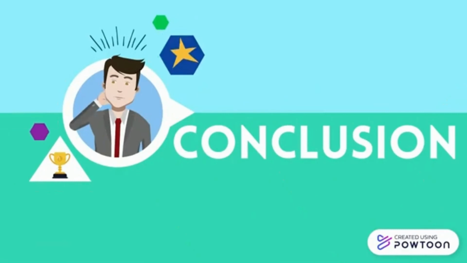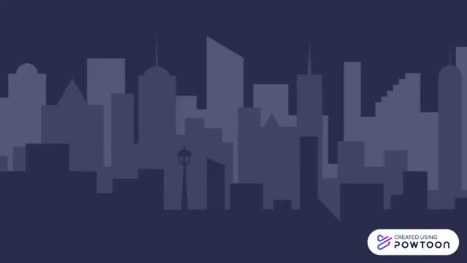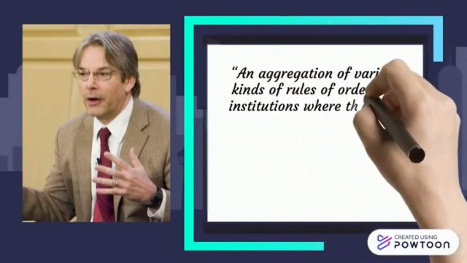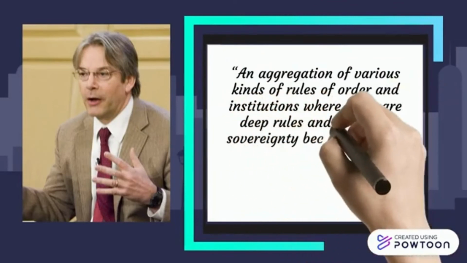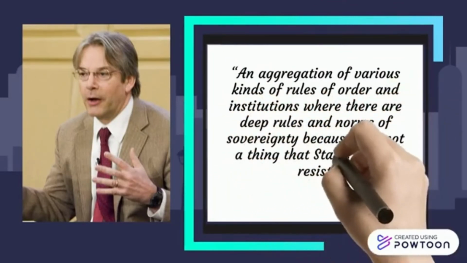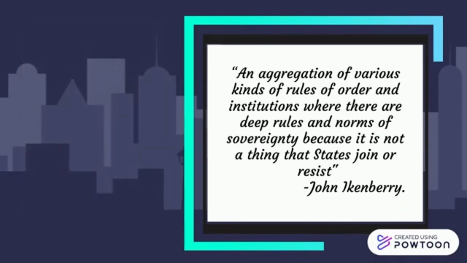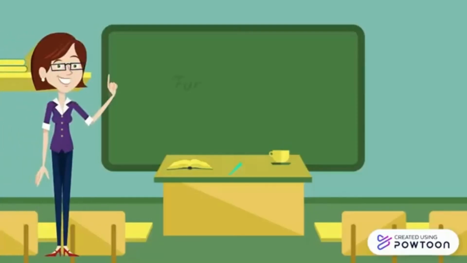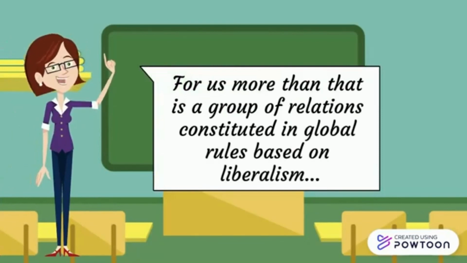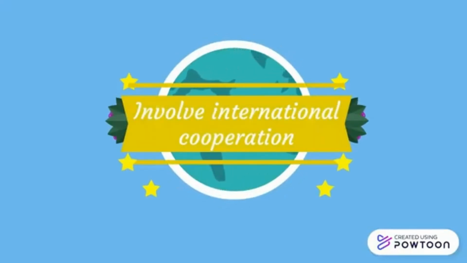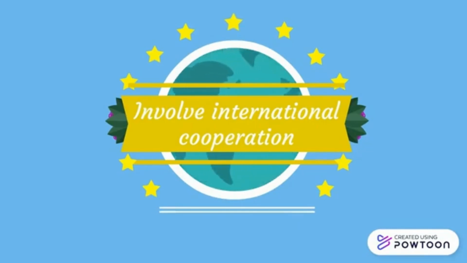Now we can conclude that the term international liberal order is an aggregation of various kinds of rules of order and institutions where there are deep rules and norms of sovereignty, because it is not a thing that the states join or resist, as defined by the internationalist John Ikenberry. For us, more than that it is a group of relations constituted in global rules, based on liberal aims, which involve international cooperation through multilateral institutions and globalization that is constantly advancing and changing.